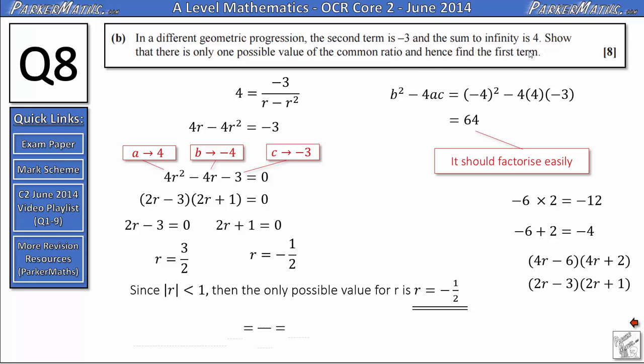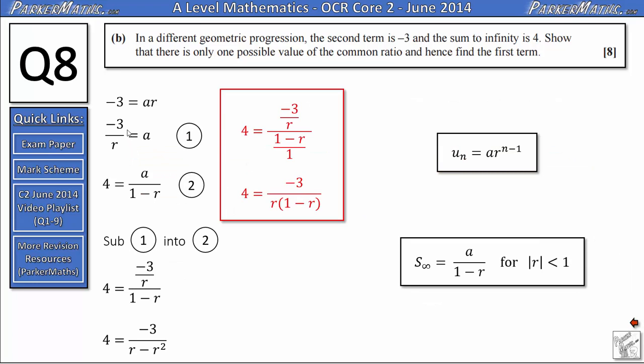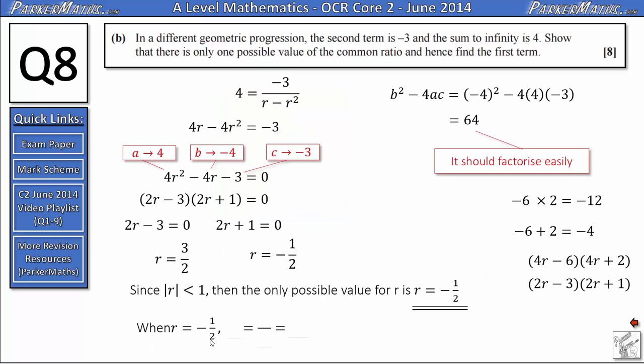And we also need to find the first term. So if we go back to our previous page and look at our initial simultaneous equations, we've got minus 3 over r equals a. So here, when r is negative a half, we can say a equals negative 3 over negative a half. Well, 3 divided by half will be 6, so negative 3 divided by negative half should also be 6. So we've only got one possible value for r, that's negative a half, and when r is negative a half, the first term is 6.